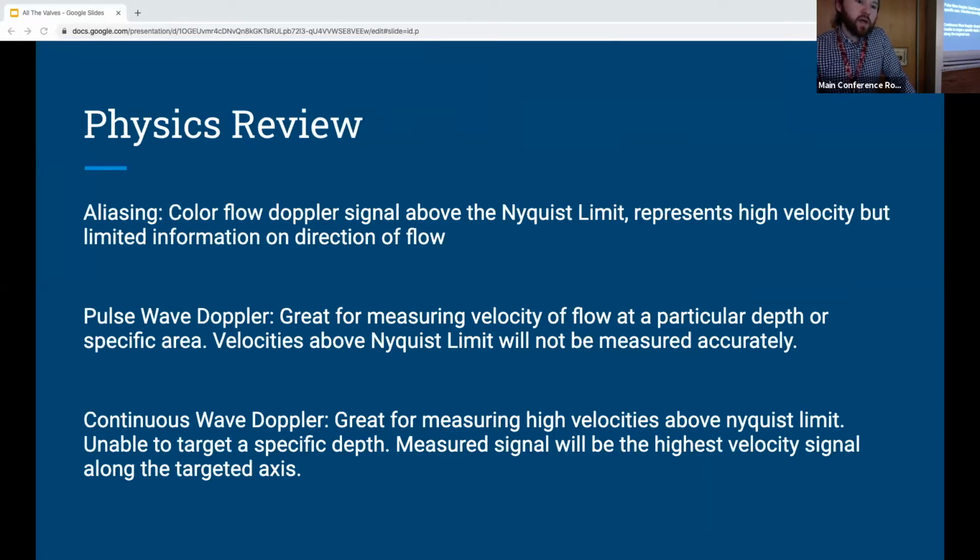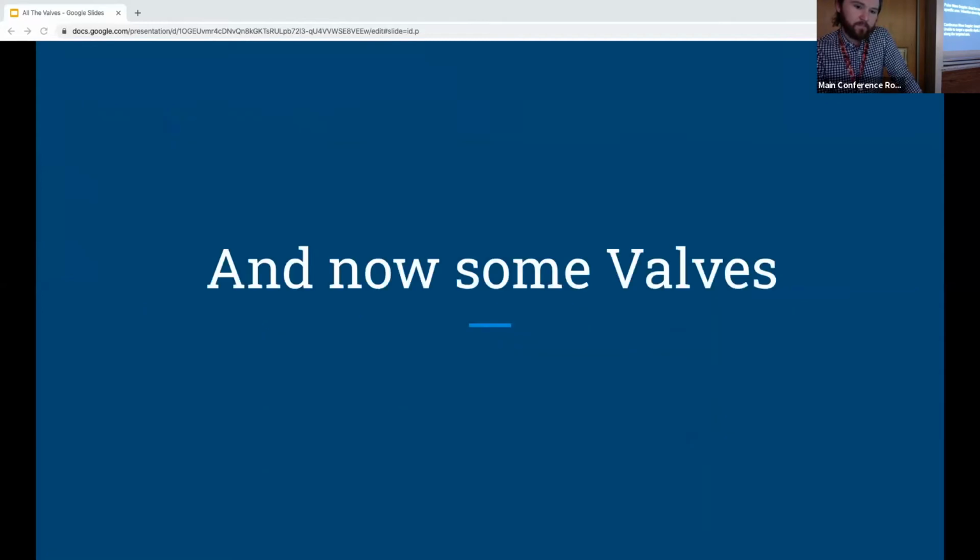So just in review, aliasing was abnormal color signal above the Nyquist limit, representing high velocities. Pulse wave Doppler is great for measuring velocities of flow at a particular location, but for velocities above this Nyquist limit, it's a disaster. And continuous wave Doppler is great for measuring those high velocities, but it can't use range resolution. All right. So now onto some of the valves.